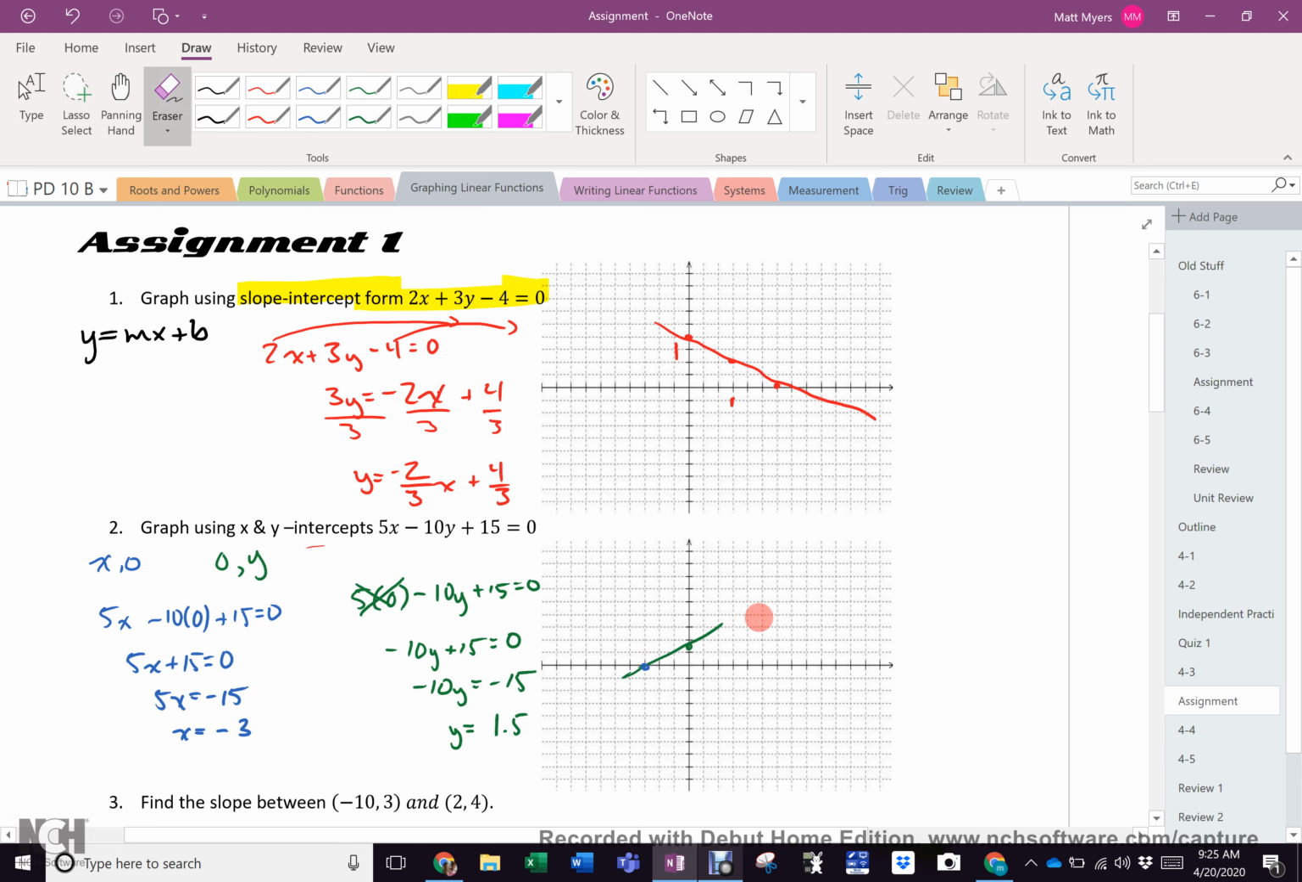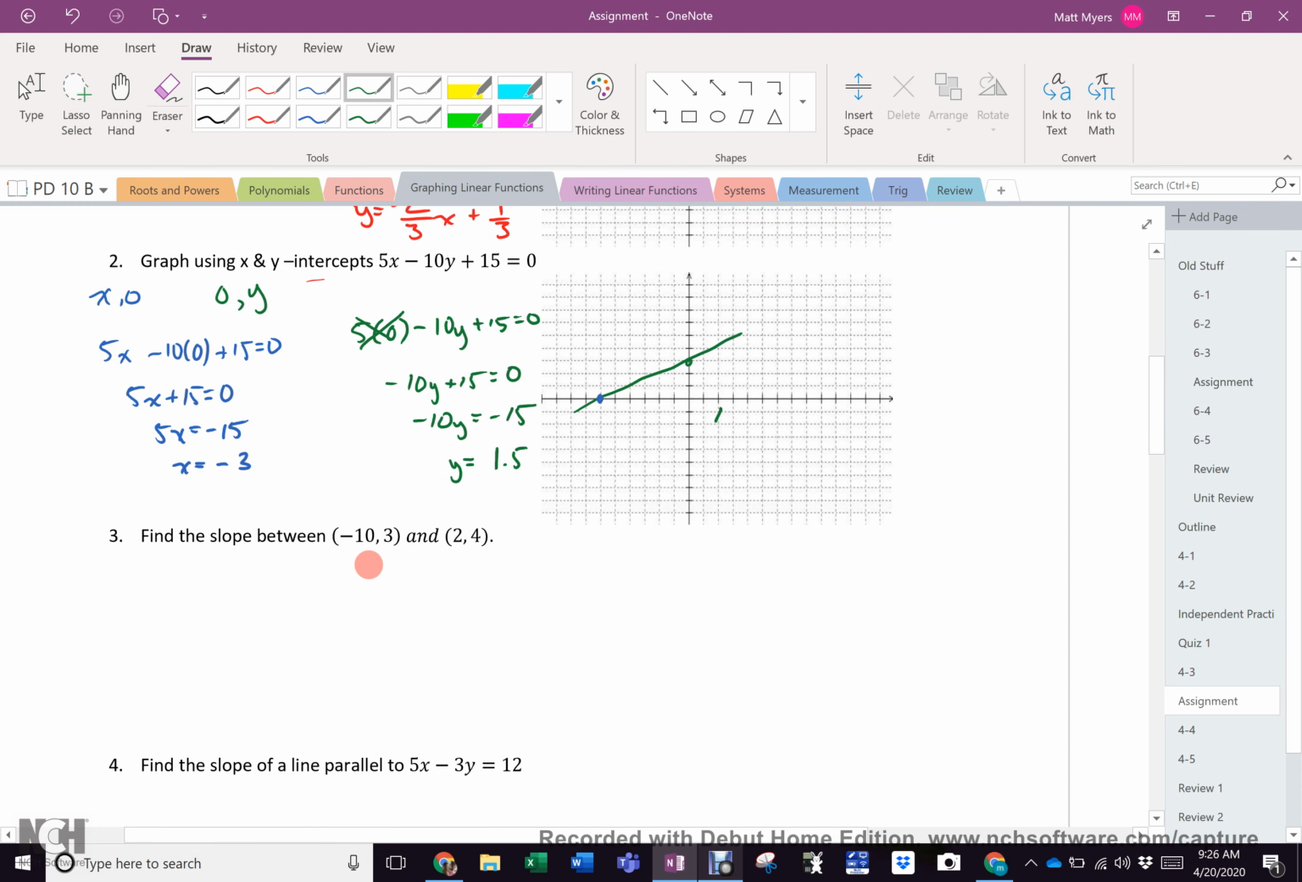I also could have done this. Oh, crap. That's a fraction, so I better use fractions. So that makes each square worth a half. So I needed to go back 1/2, 1, 1 1/2, 2, 2 1/2, 3, and that would have been my x-intercept, and 1/2, 1, 1.5, and that could have been my y-intercept. I could have drawn it that way as well.